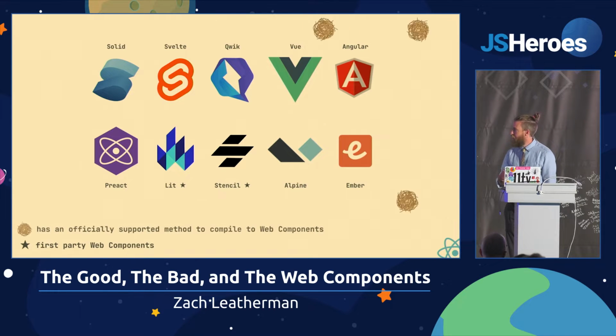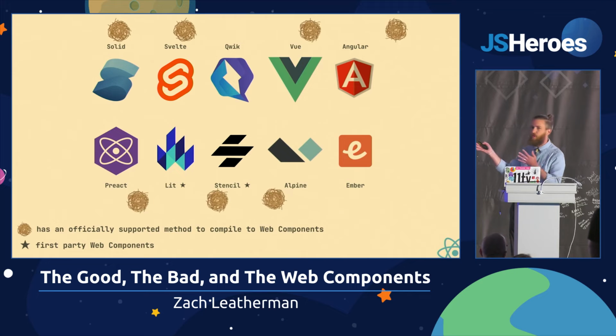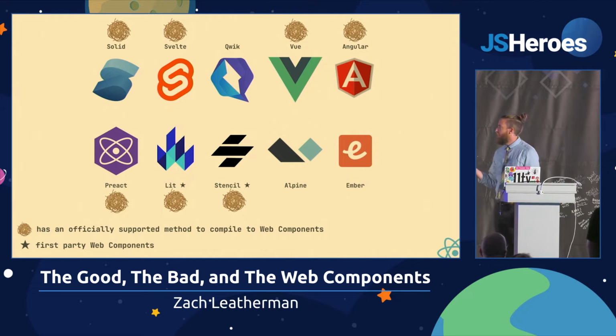So many components have, you just get the tumbleweed animations, come on. These different component frameworks have officially supported methods to compile directly to web component specifications. So Lit and Stencil are first-party web component libraries, but a lot of the other existing popular frameworks today have mechanisms to compile directly to web components, which I think is great.